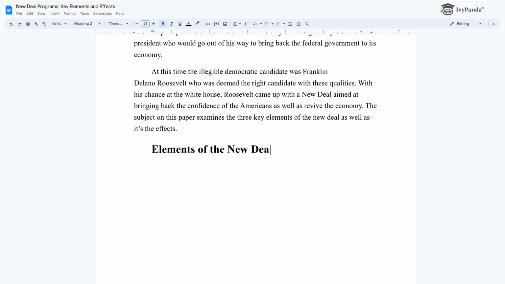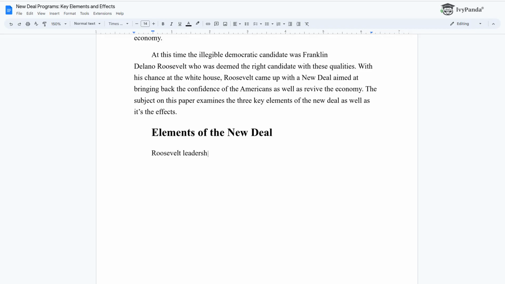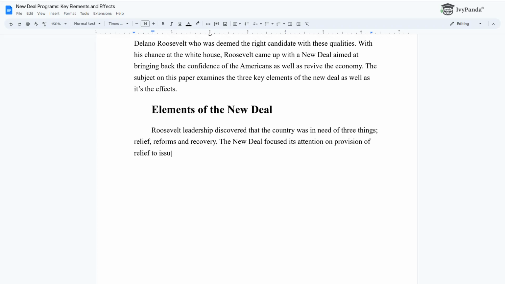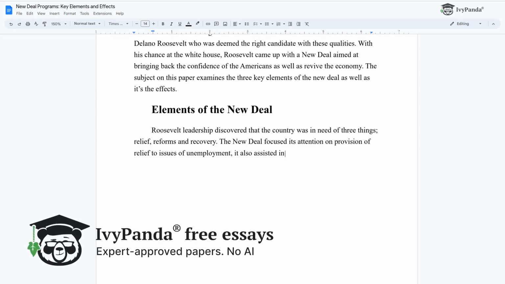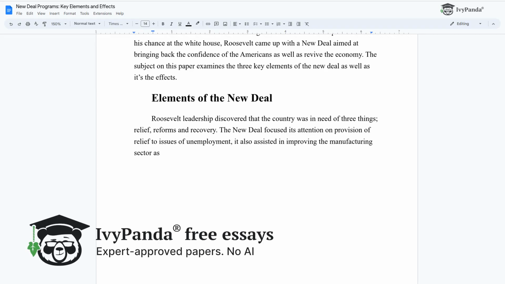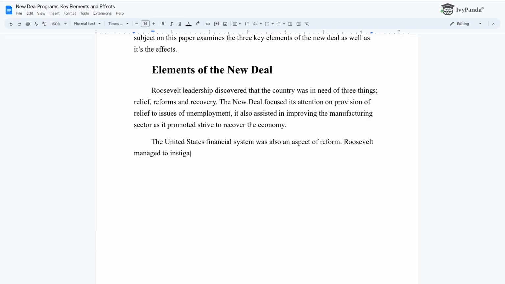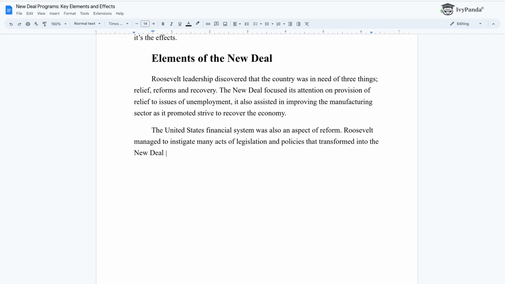Elements of the New Deal. Roosevelt's leadership discovered that the country was in need of three things: relief, reforms, and recovery. The New Deal focused its attention on providing relief to issues of unemployment. It also assisted in improving the manufacturing sector as it promoted the strive to recover the economy. The United States financial system was also an aspect of reform. Roosevelt managed to instigate many acts of legislation and policies that transformed into the New Deal, a statement that was a slogan in his inauguration speech.